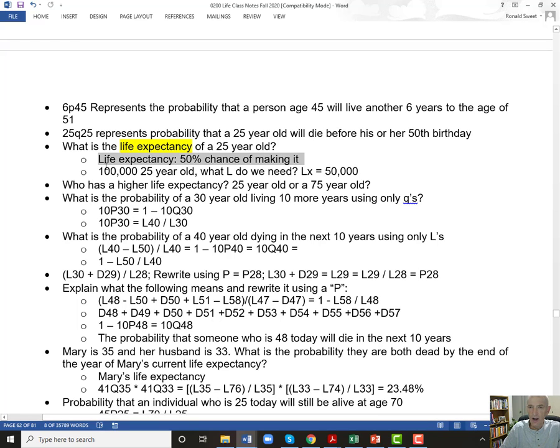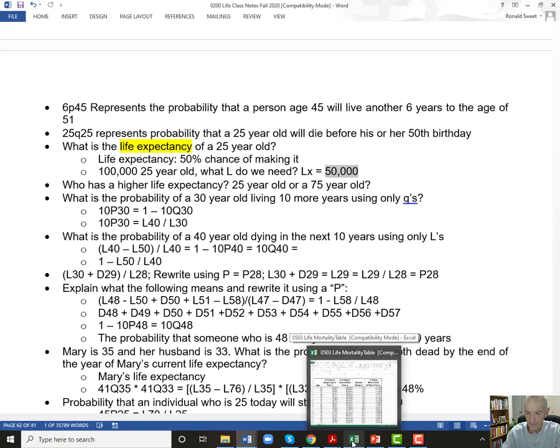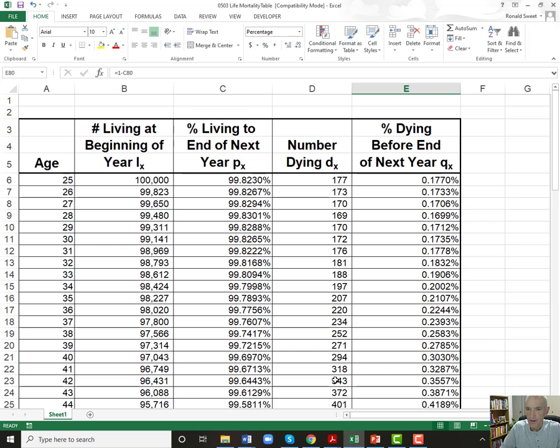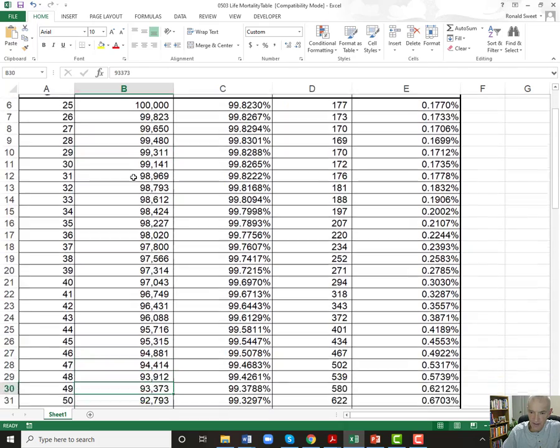Well, our 25-year-olds, we're starting on the table with 100,000 people. So what we're looking for is where on the table do we find L 50,000? Because, I mean, where is LX? Which age is the LX 50,000? So we're at 100,000 today. We're going down until we find 50,000 people alive.